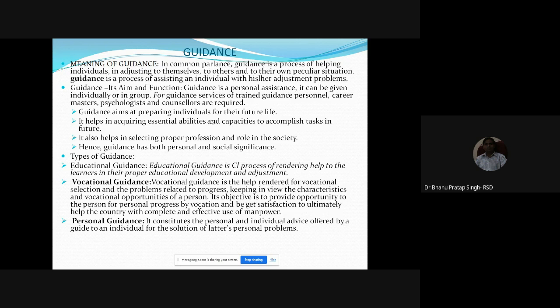Types of guidance, there are many types of guidance. One is vocational guidance, second is personal guidance. Vocational guidance means which creates the ability of the child to find out the vocation, find out the career, find out the field of study. Personal guidance helps the individual child, regarding their personal health, personal issues, personal problems.